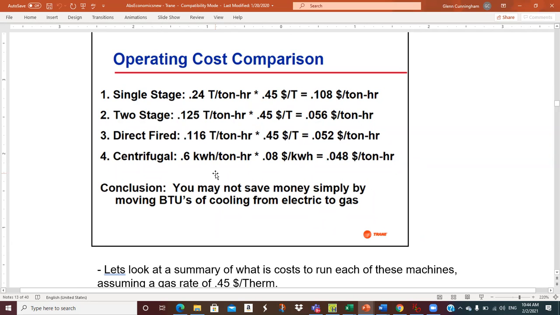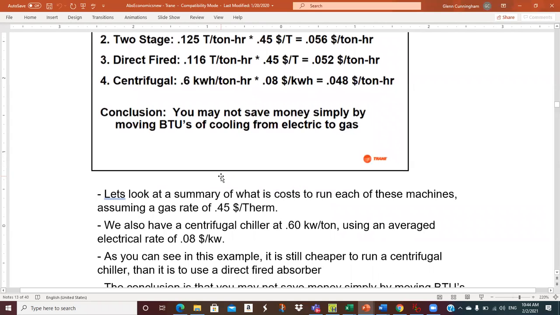So if you're just looking at straight operating costs, the conclusion is you may not save money simply moving BTUs of cooling from electric to gas. Now, if you've got waste heat, it's free. All you've got to worry about is doing the project, putting in the heat exchangers, buying the chiller, and all that stuff. So you do have to worry about that. Okay.